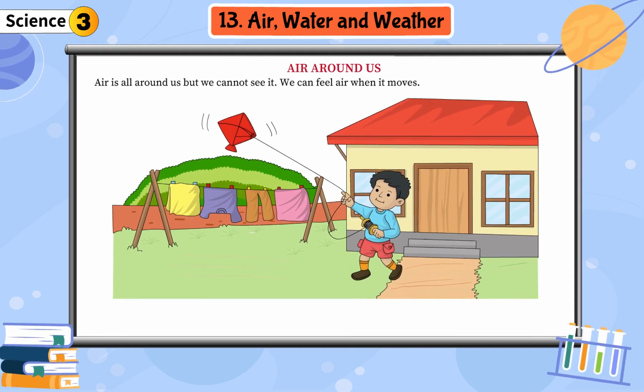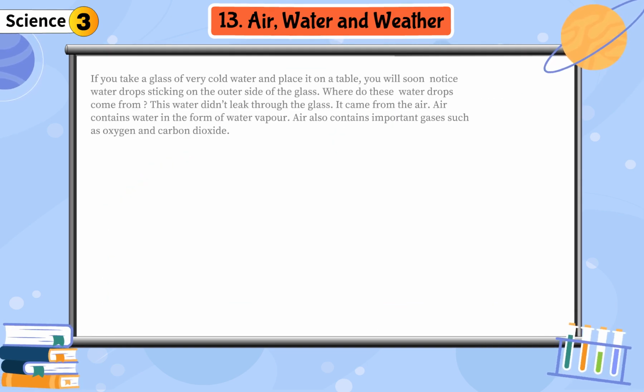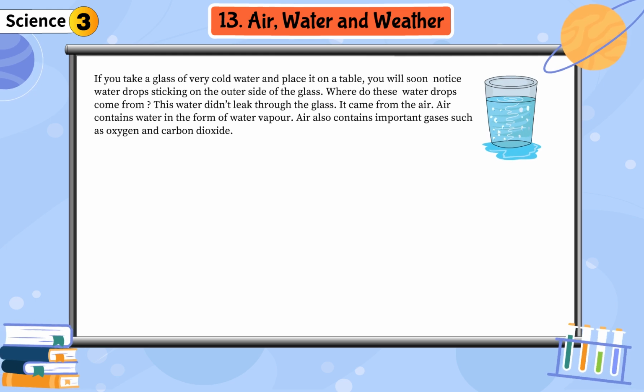We can feel air when it moves. If you take a glass of very cold water and place it on a table, you will soon notice water drops sticking on the outer side of the glass. Where do these water drops come from? This water didn't leak through the glass. It came from the air. Air contains water in the form of water vapor.